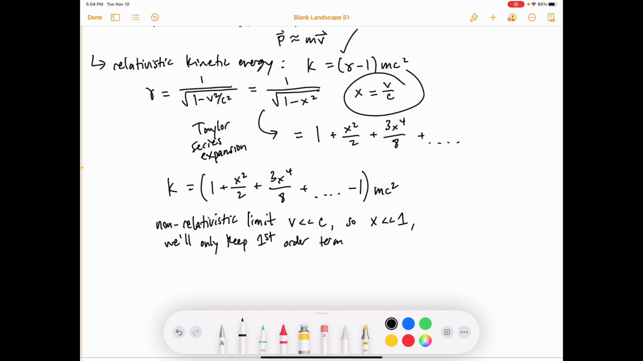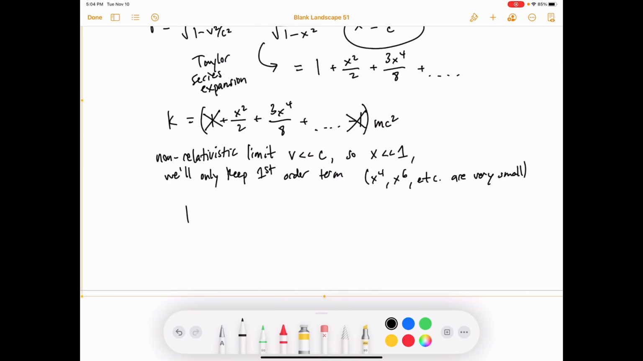So here's what I mean by that. This positive 1 right here cancels with this negative 1 right here. And then the first term is x squared over 2. The next one is 3x to the fourth over 8. And if we keep going, it's just higher and higher powers of x. But x is a really small number. So those really high powers of x are going to be very small, right? x to the fourth, x to the sixth, etc. are very small. So we'll ignore them.